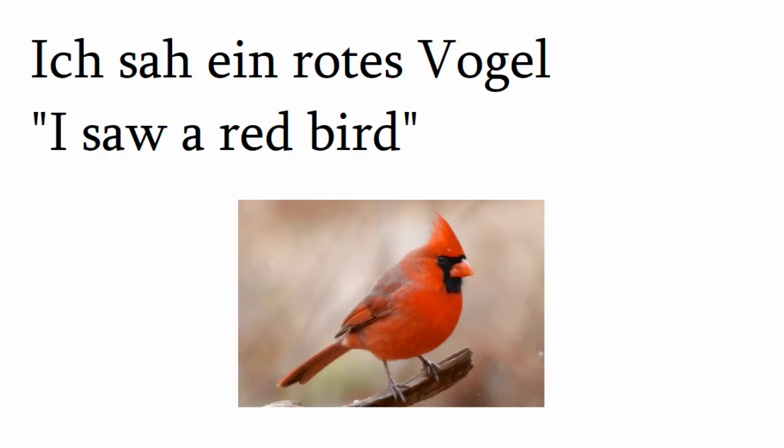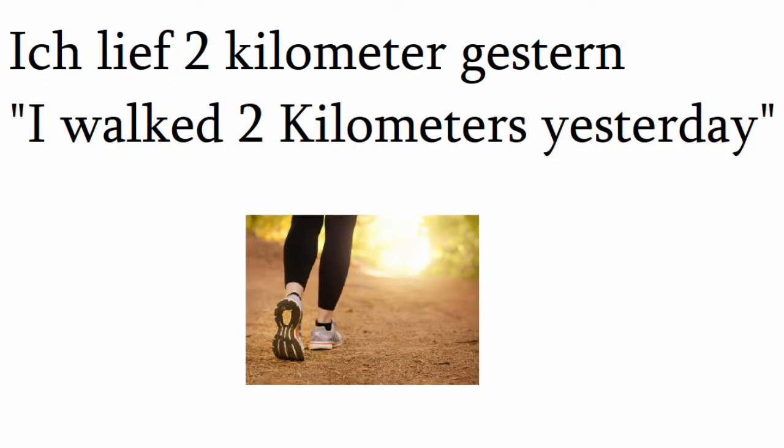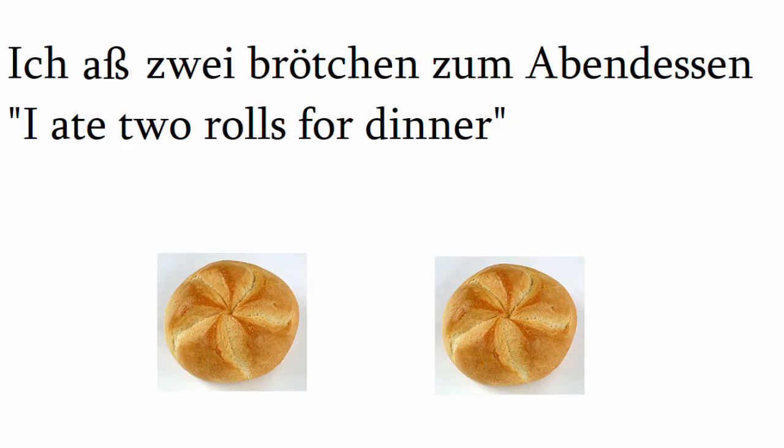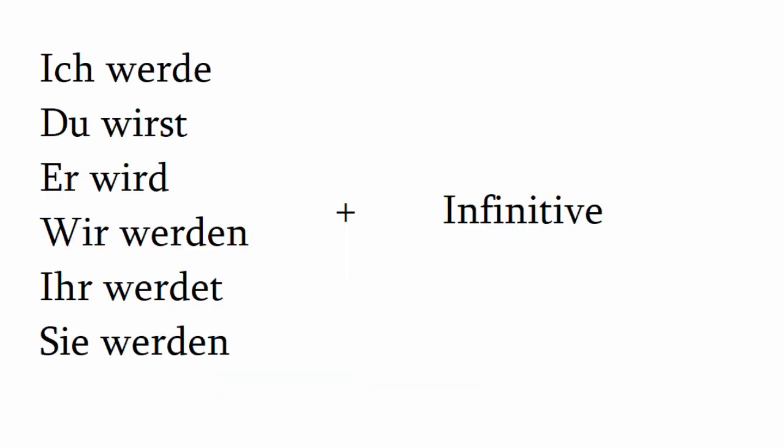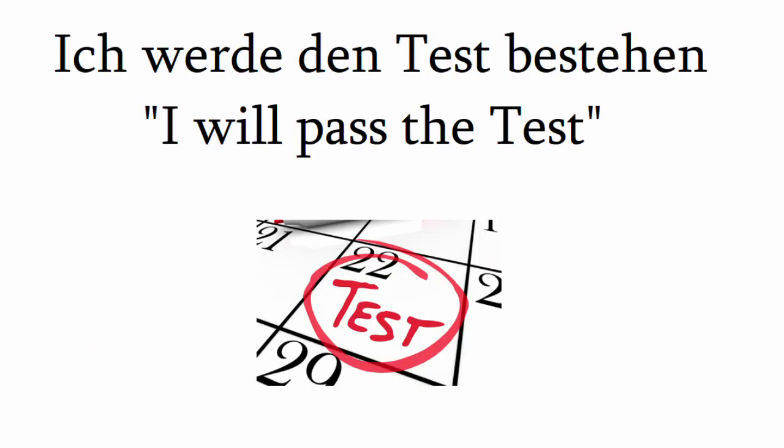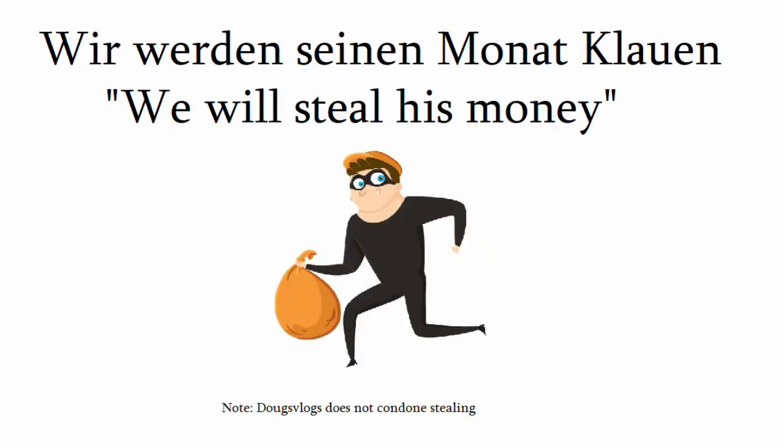Let's see some examples of weak verbs in action. Ich sah einen roten Vogel. Ich lief 2 Kilometer gestern. Ich aß 2 Brötchen zum Abendessen. The future tense is probably the easiest to remember. All you have to do is conjugate the verb werden, and then add the infinitive form of the next verb at the end of the sentence. Here's some quick examples. Ich werde den Test bestehen. Wir werden seinen Monat klauen.